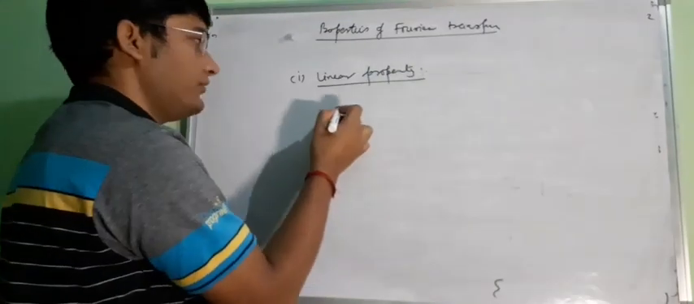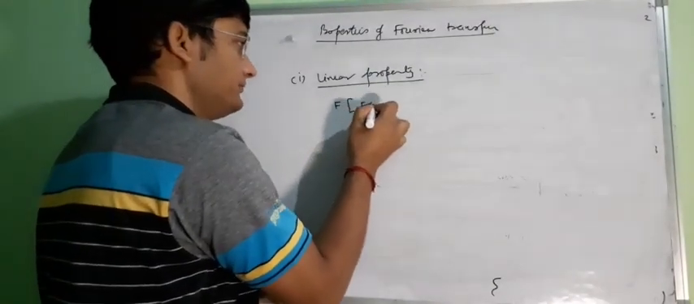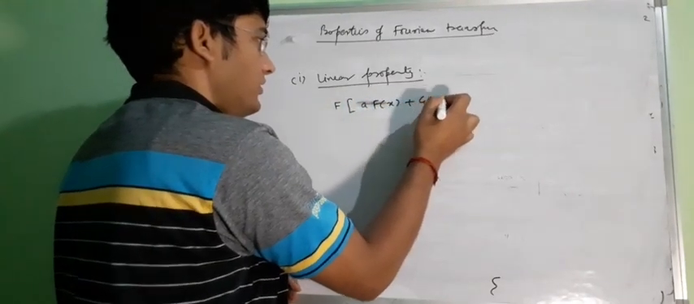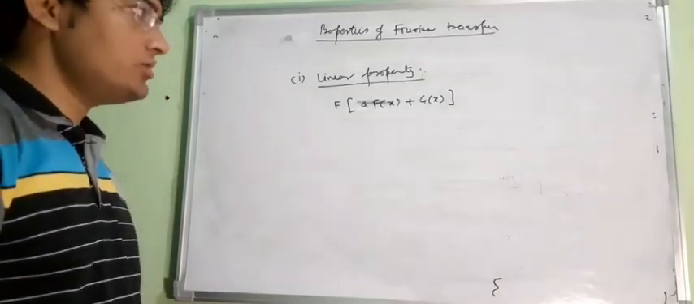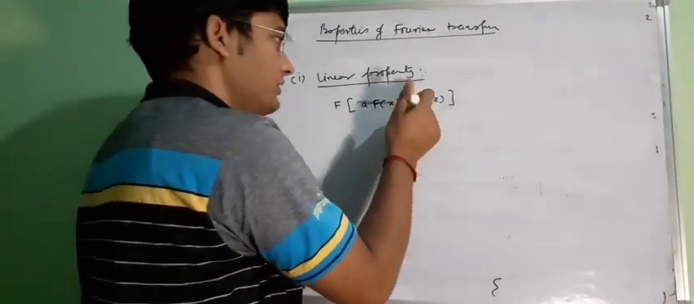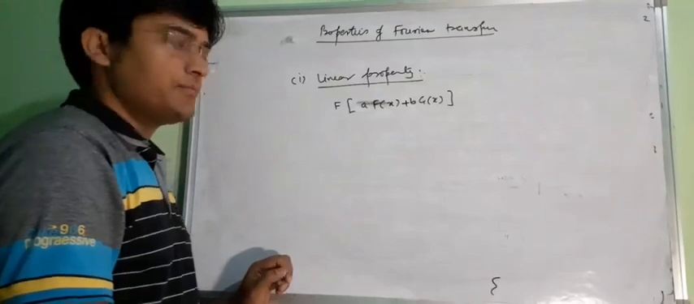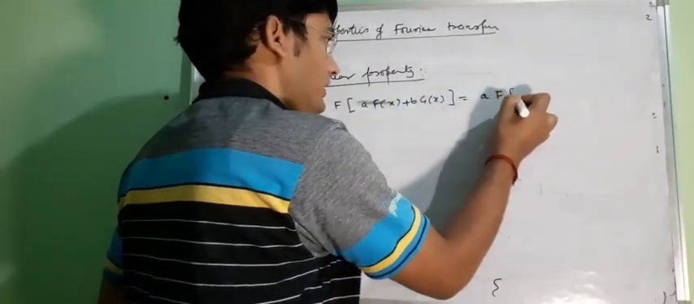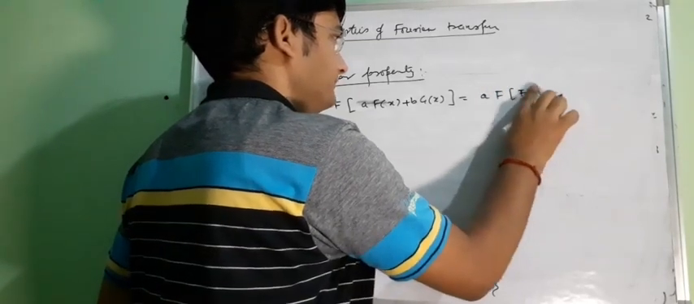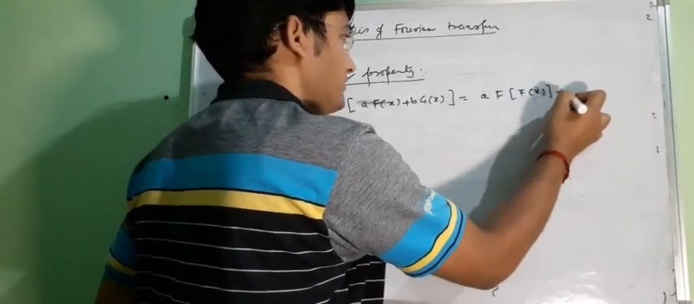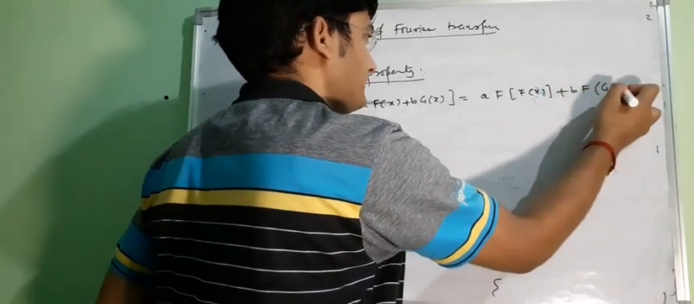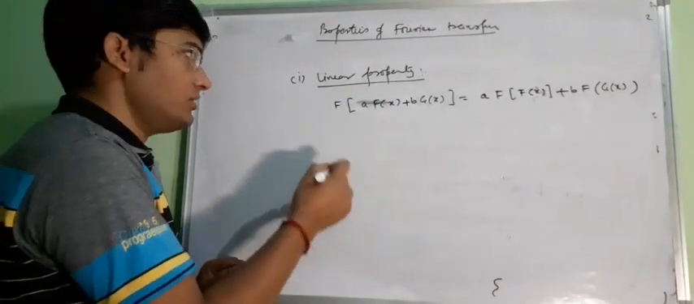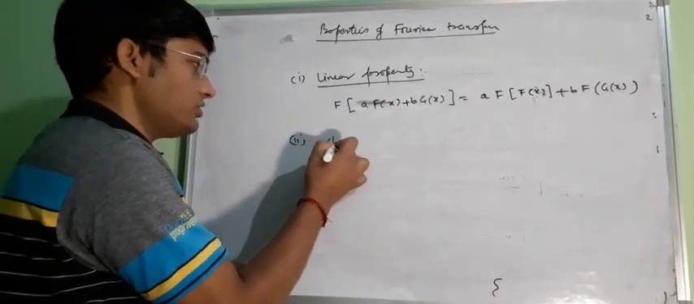Now suppose that f(x) and g(x) are two functions of x, where f(x) and g(x) are piecewise continuous and integrable in the interval minus infinity to infinity. Then the Fourier transform of this linear combination will be a times the Fourier transformation of f(x) plus b times the Fourier transformation of g(x). So this is your linear property, and I think there is no need to prove it because it is very easy. Then change of scale property.